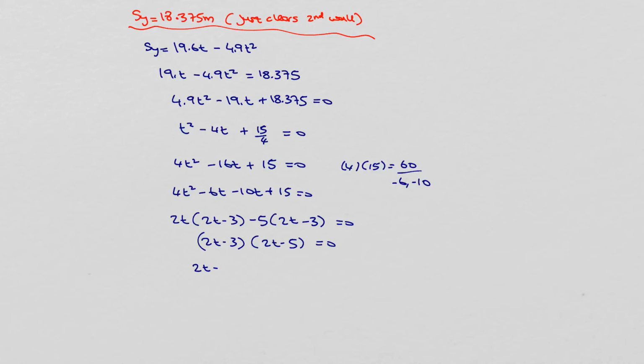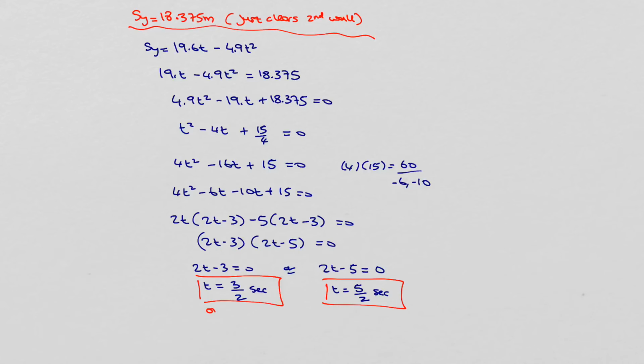So if both of those factors multiply to give me 0, that means that one or both must be equal to 0. So that gives me 2t minus 3 equals 0, or 2t minus 5 equals 0, and therefore t is equal to 3 over 2, or t is equal to 5 over 2 seconds. And of course you can see that there are 2 times, because again we're passing on the way up and on the way down. So in other words, there are 2 times, t1 let's call it, and t2.